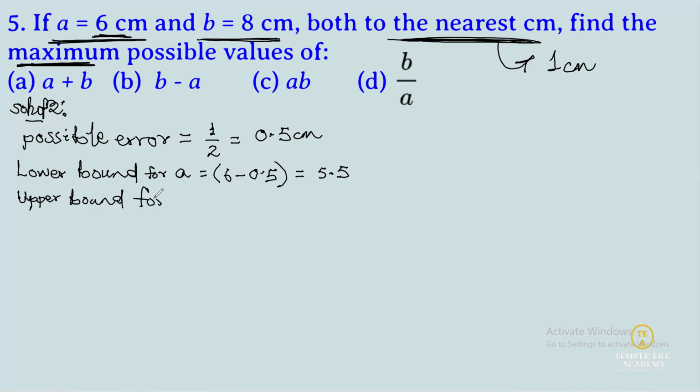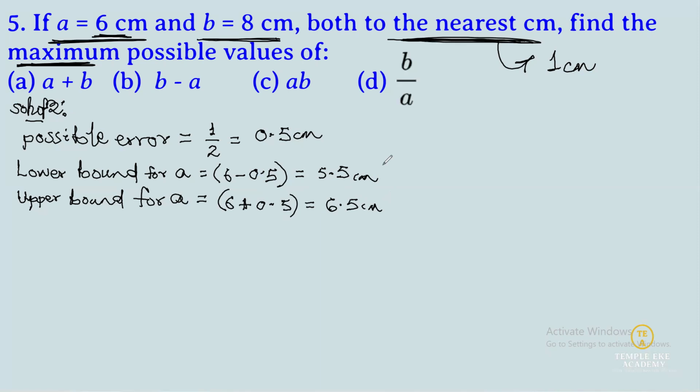Upper bound for A. The upper bound for A is going to be, by addition, 6, the rounded or estimated value, plus 0.5, which is the possible error. And this gives us 6.5, both in centimeters, because that's the initial unit of measurement. Beautiful. Now we have this.